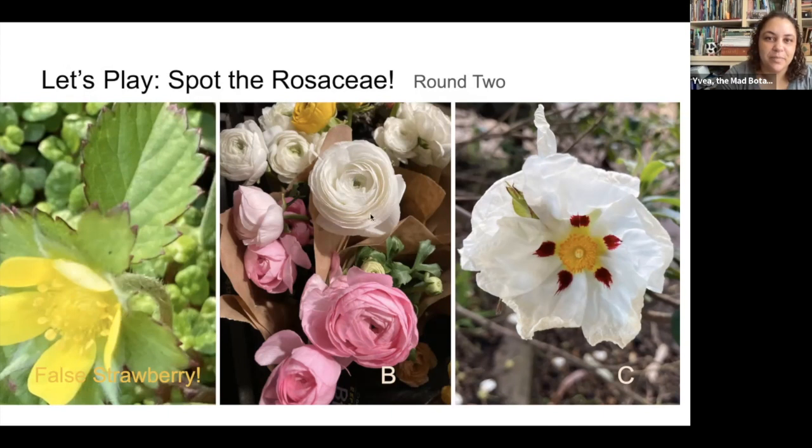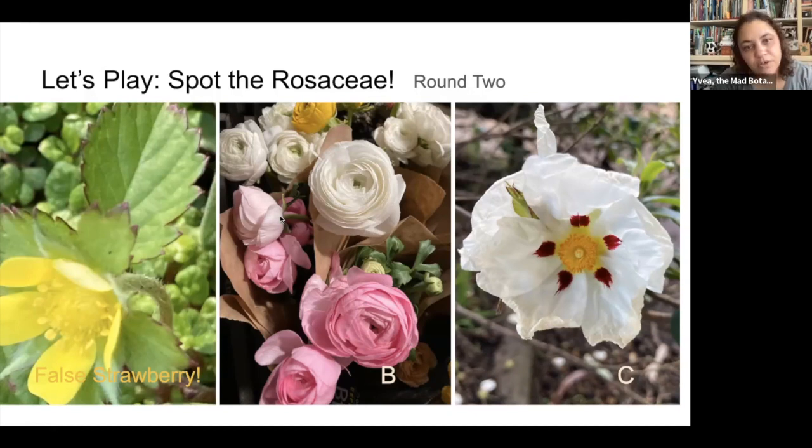Now this one I decided to be tricky about because all of those petals make it look like it's an ornamental rose. It's a little different though. Does anybody happen to know this one? Ranunculus. That's right. This is ranunculus. Ranunculus is in a family that gets confused with roses a lot, the Ranunculaceae or buttercup family.